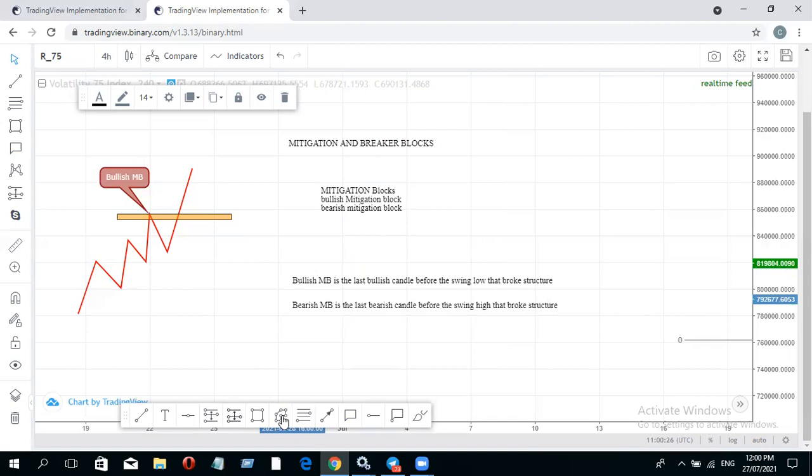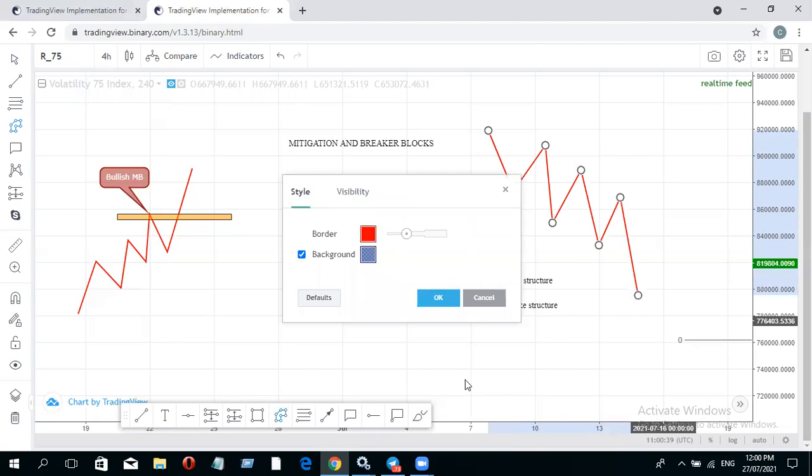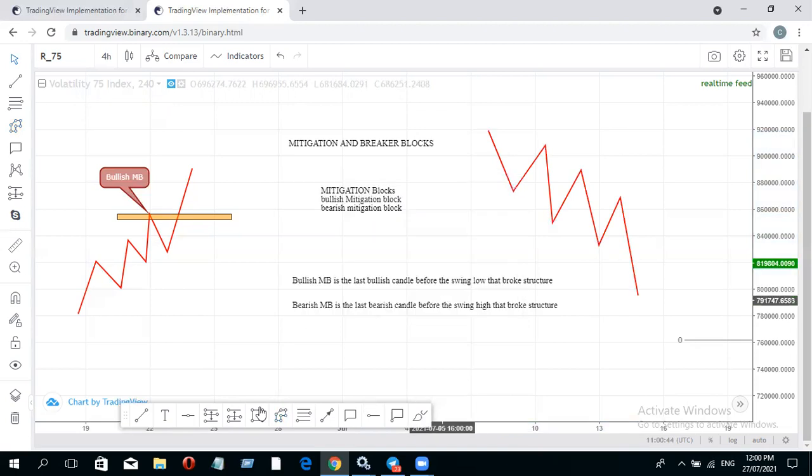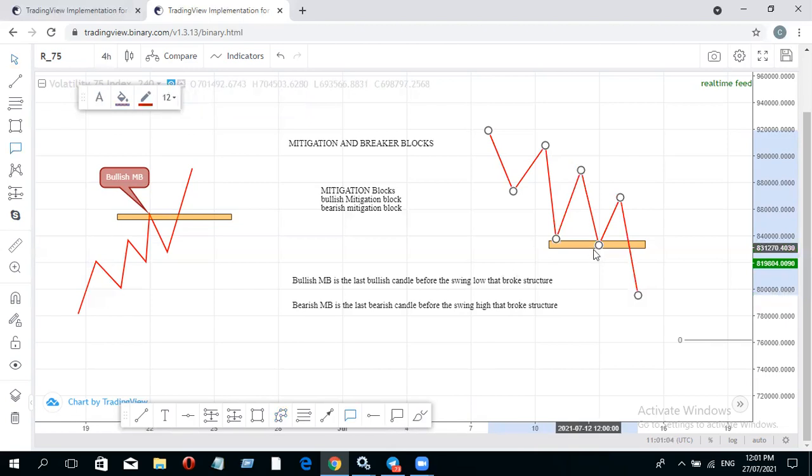So assume the market was trending downwards. We're having a downtrend, the market is trending downwards, and then we have that last candle that formed the swing high and then broke structure downwards. So we can see this as simply our mitigation block. Let's assume that there was some kind of support around there, maybe even a double top. The market came and formed this low and this high, sorry, and then broke structure. So we can label this as our bearish mitigation block, because it's the last bearish candle that causes upward movement and then broke structure.